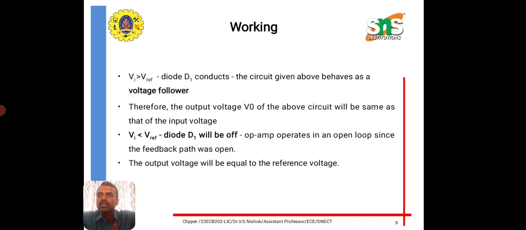With a similar type of operation, we have the condition when Vi is greater than V reference. For the negative clipper, when Vi is greater than V reference, diode D1 will conduct, and when Vi goes less than V reference, we need to note this down. It is just the opposite of the condition in the positive clipper. In the positive clipper, when Vi is less than V reference, the diode conducts. But here, only when Vi is greater than V reference will the diode conduct. When Vi goes less than V reference, the diode is off and no output is obtained.